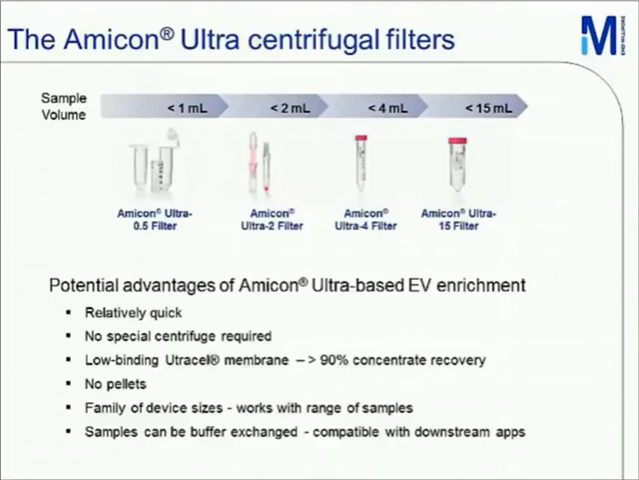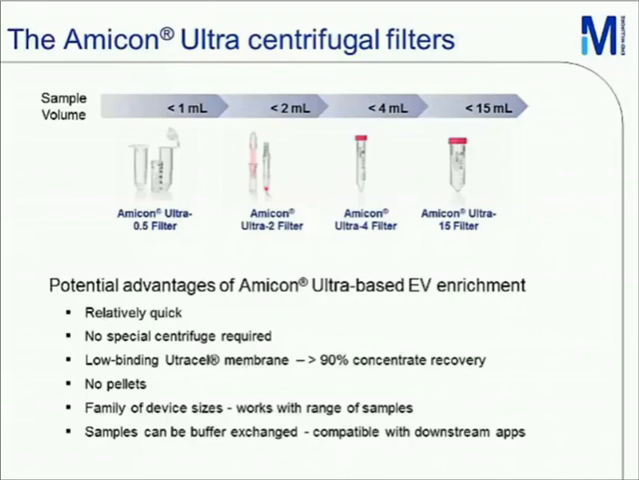EMD Millipore's Amicon Ultra family of centrifugal filtration devices are designed specifically for the concentration and buffer exchange of biological samples. All members share a number of key attributes which make them well-suited for this application. These include a very low-binding Ultracel membrane, no requirement for a special centrifuge, no pellets to resuspend, and the ability to accommodate a wide range of sample volumes, from less than 1 mL up to 15 mL.